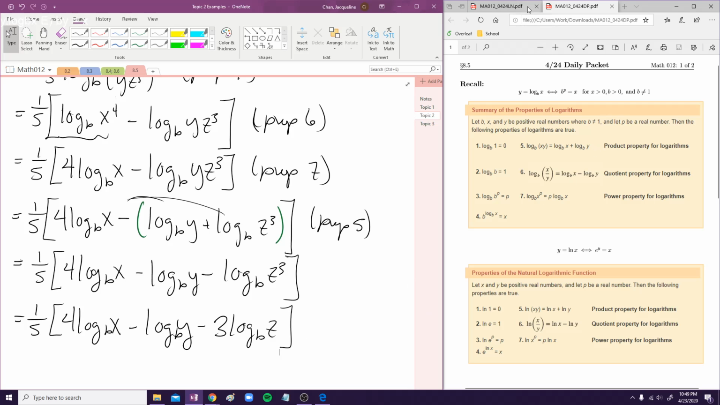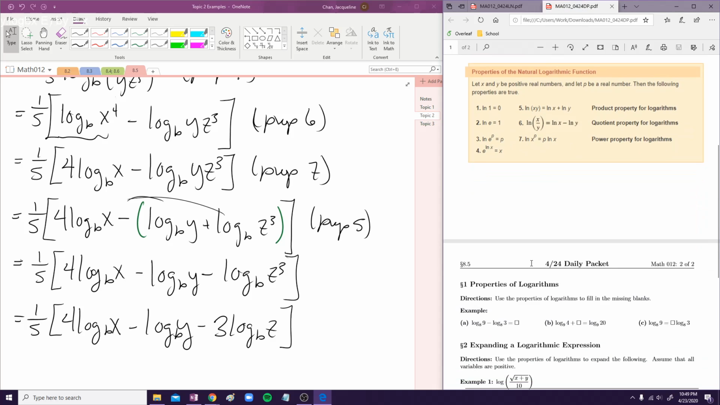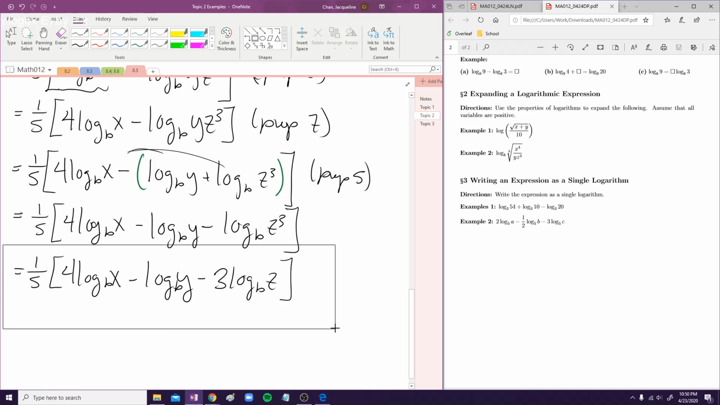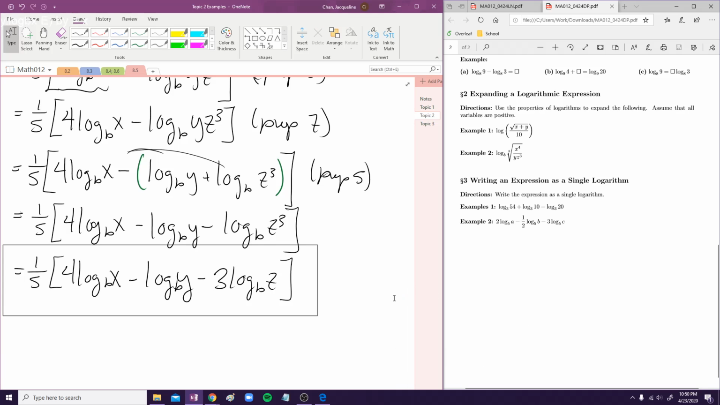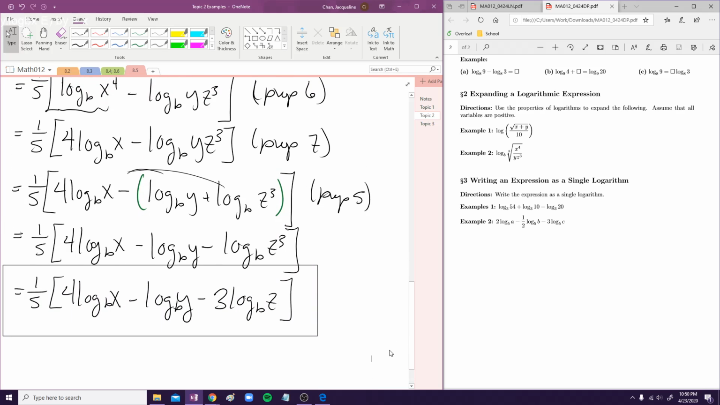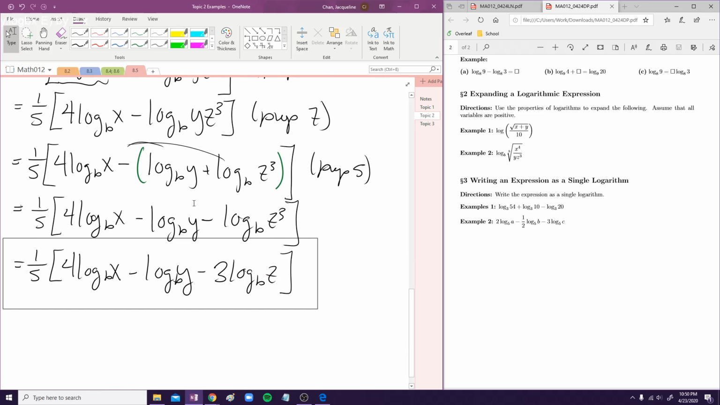Let me check something real fast. Right, so I didn't distribute the 1/5, and you don't have to. You can if you want, but you don't have to. So this right here is the expansion of log base b of the 5th root of all of that fun stuff. So when we're expanding logarithms, just take it one step at a time. Just ask yourself, what properties am I using? And yeah, you just have to practice a lot with these to get the hang of them.